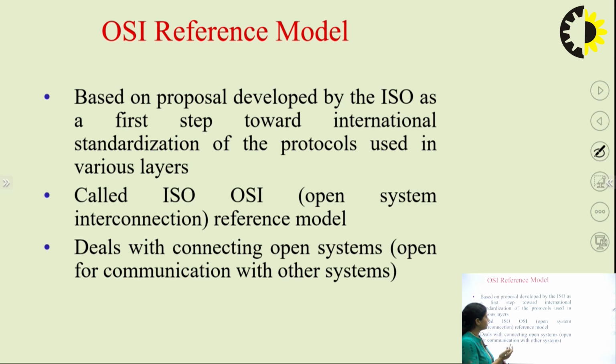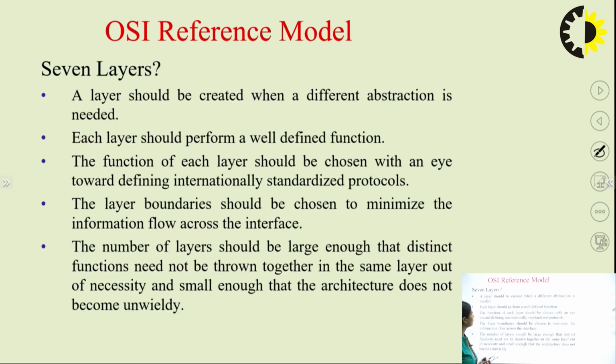First, I would like to tell the full form of the OSI, that is Open System Interconnection Reference Model, right? It deals with connecting open systems, that means which is open for communication with other systems, right? That is why it is known as the Open System Interconnection Model or OSI model. So, as I told you earlier, there are 7 layers. Now we will be discussing why we require these layers and what the functions of these layers are.